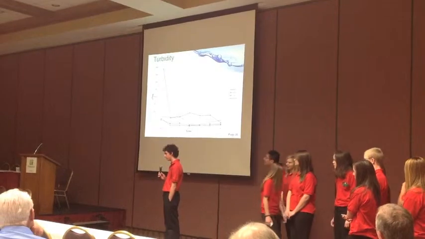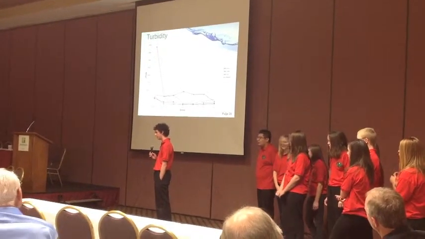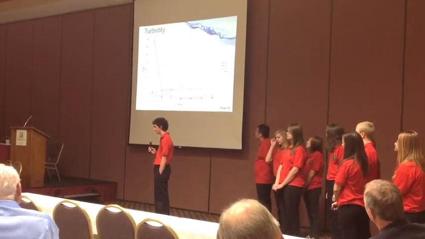Turbidity is how we want the water clear so the plants can produce photosynthesis in the water. All our numbers were low this year except in May because we stirred up the water.